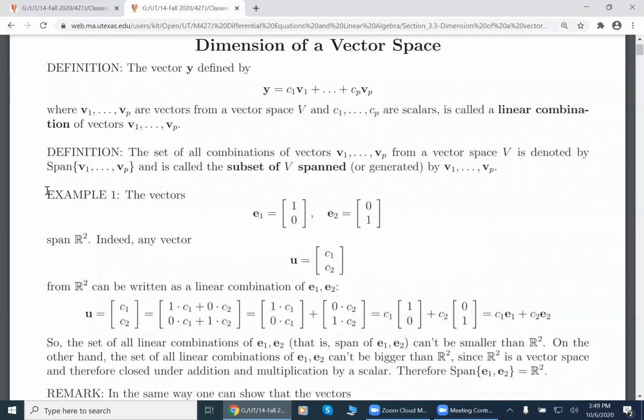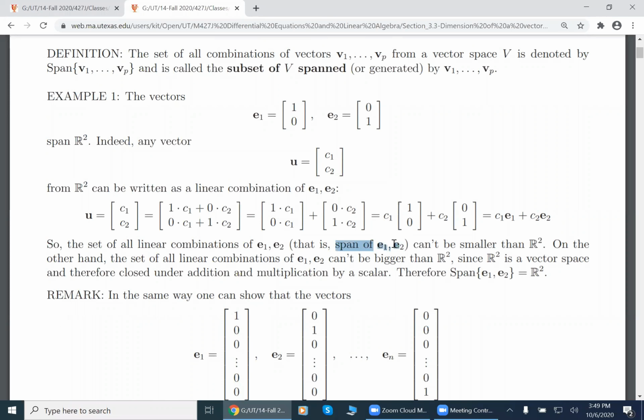All right. Now, example 1. Here is vector E1, here is vector E2. Both are vectors from R2. Let me show you that the span of E1 and E2 is equal to R2. We will show it in the following way. First, we will show that the span of E1, E2 can't be smaller than R2. And then we'll show that the span of E1 and E2 can't be bigger than R2. The combination of these two pieces gives us the result: span is equal to R2.